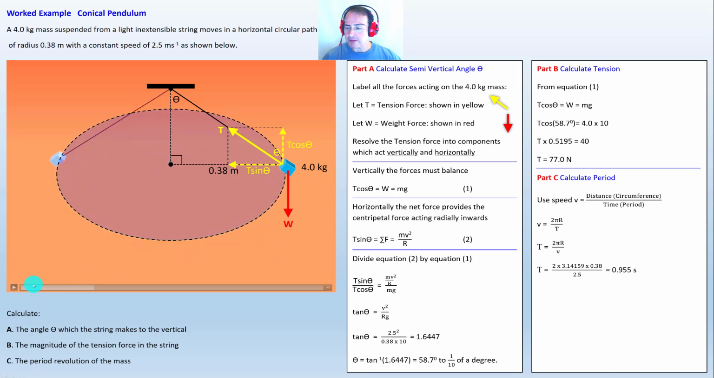Now on this animation, you may have noticed that it took a lot more than 1 second to do a lap. It was more like 3.5 seconds. So this is just an animation to show the circular motion.